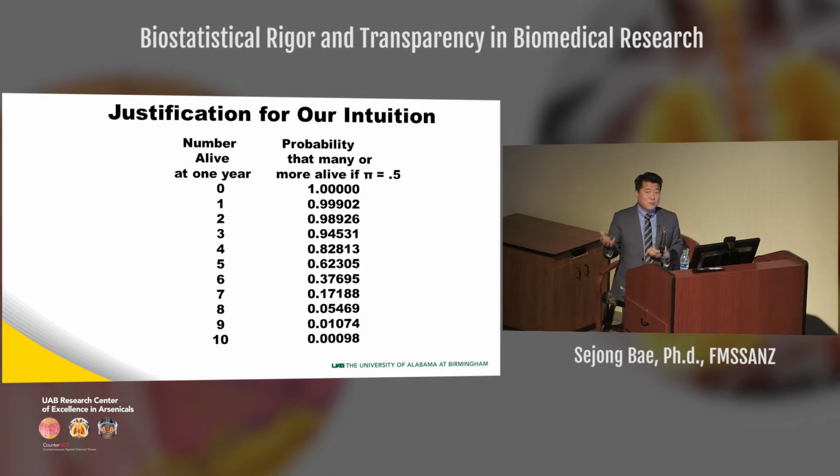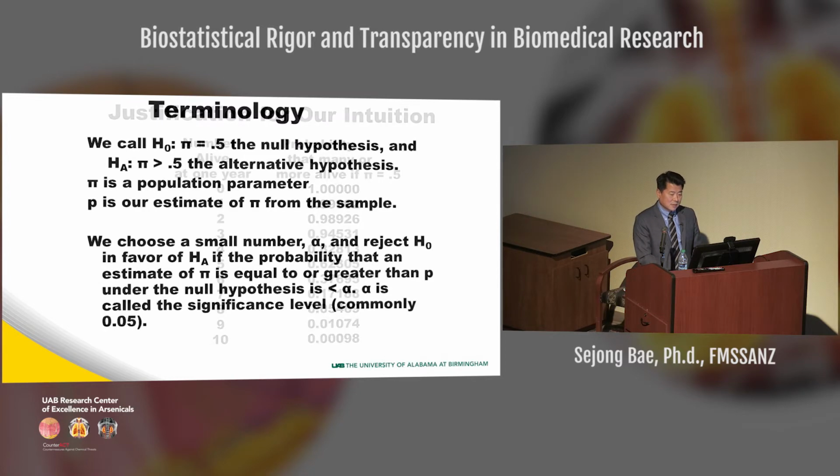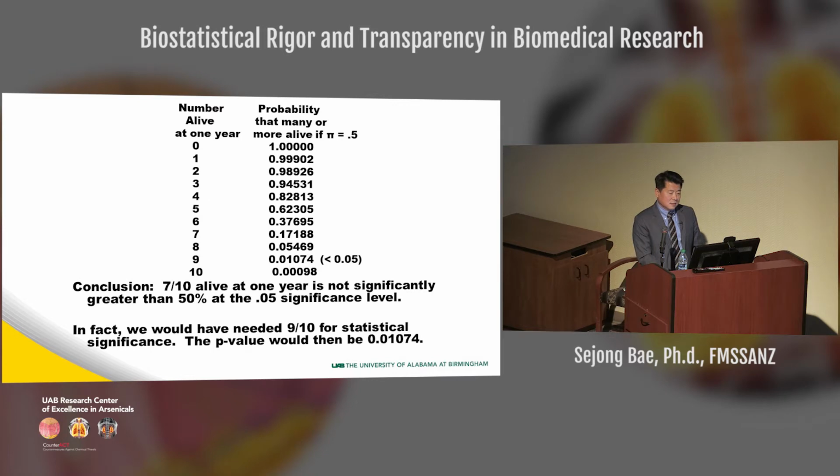Maybe not. This is based on the probability. 7 out of 10, 7 heads out of 10, 7 alive out of 10, the probability is equal to 0.17188. The typical p-value that we use in a study is 0.05, right? So that does not meet it. Basically, it's telling us the chance of 70% is not much different from 50%. So if you want to move forward, you probably want to see 9 out of 10 survivals, to move forward based on the statistical p-values.